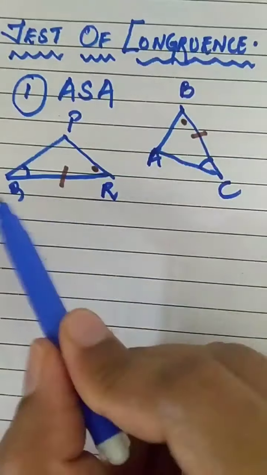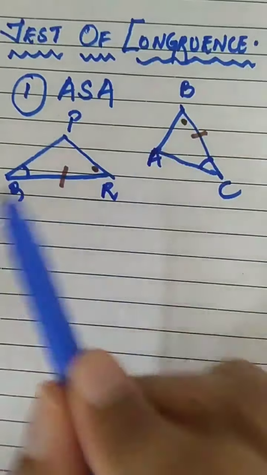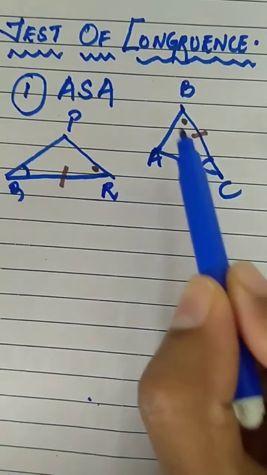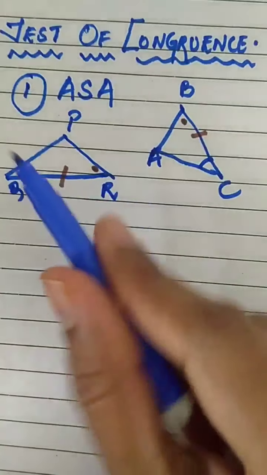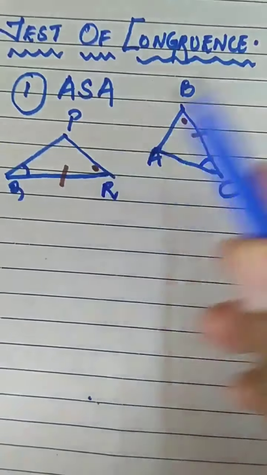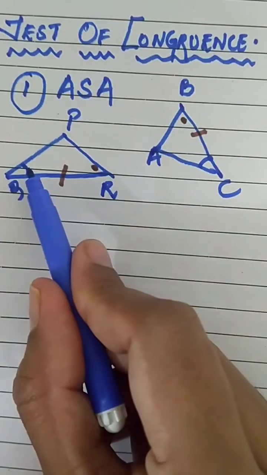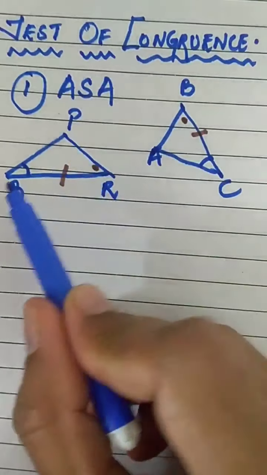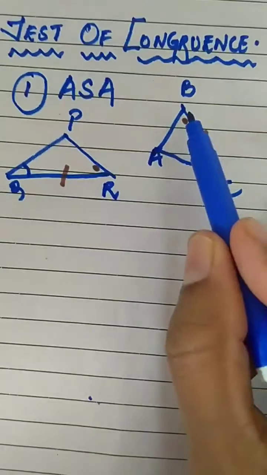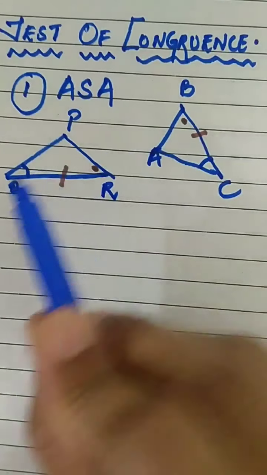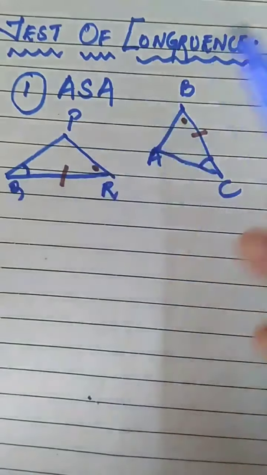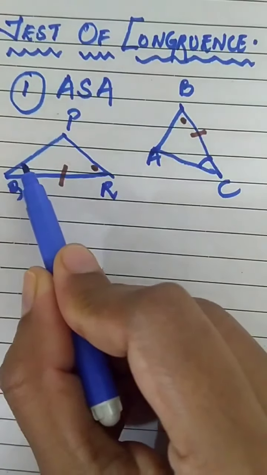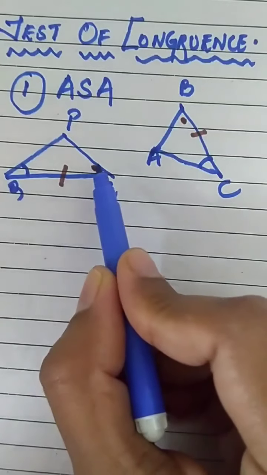In triangle PQR and ABC, I can see that side QR is congruent to side BC. Angle PQR is congruent to angle, same sign where you have used, no? Same sign, those angles you have to write congruent. PQR angle congruent to ACB or BCA. Then PRQ angle congruent to ABC. So as you can see here, angle, side, angle.